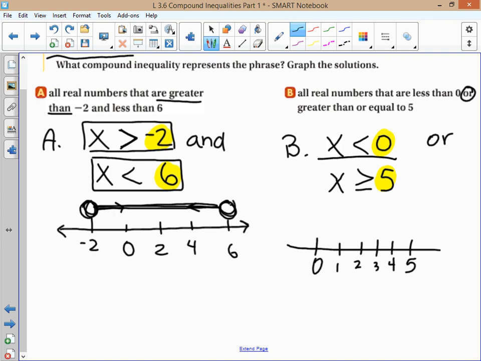The graph of X is less than 0 is a circle at 0, and it's open because it's strictly less than. And less than means to the left. X is greater than or equal to 5. Circle at 5. This time it's filled in because it's also equal to. And then it's an arrow to the right. This is an or statement. This is where your thumbs are pointing out or out the door.